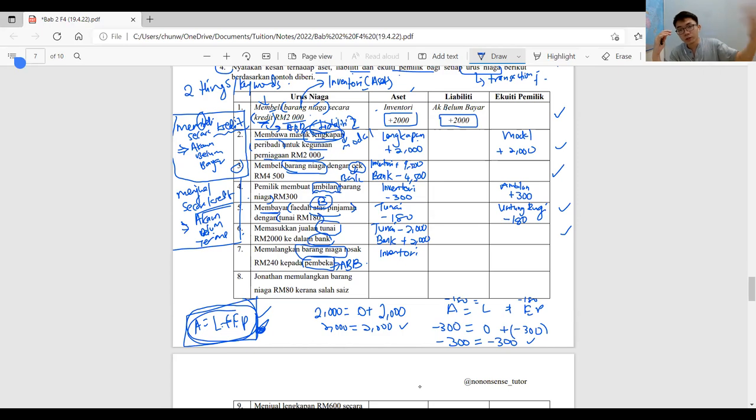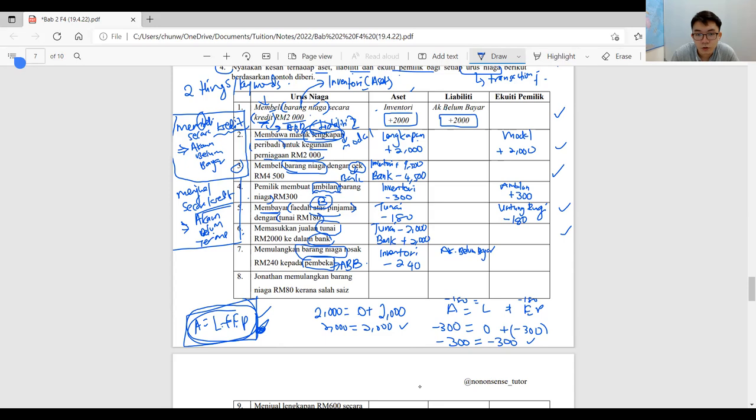So the moment you return, your shoe akan berkurang. The number of shoes in your house will go down. Therefore, your inventory akan tolak 240 ringgit. Okay, and this ABB, account belum bayar, is in where? Is in the liability. And therefore, you have to put the account belum bayar here. So here's the example of liability.